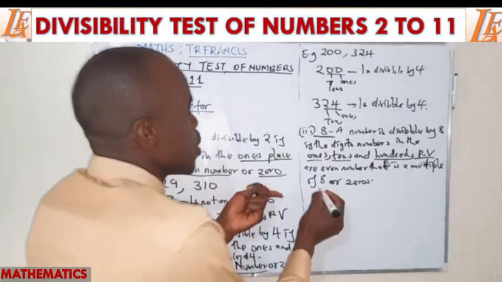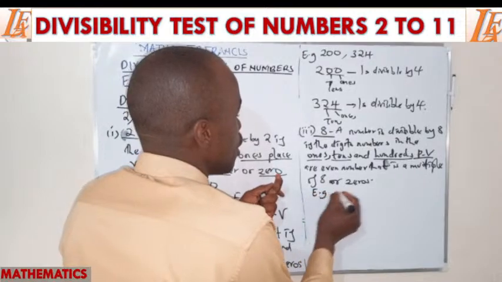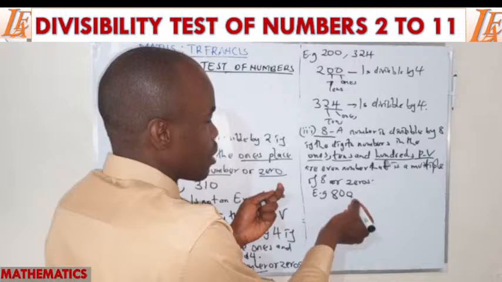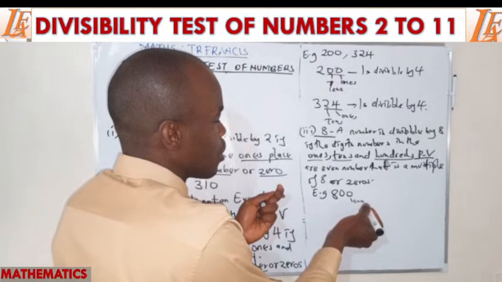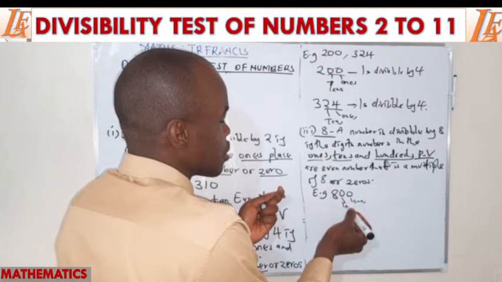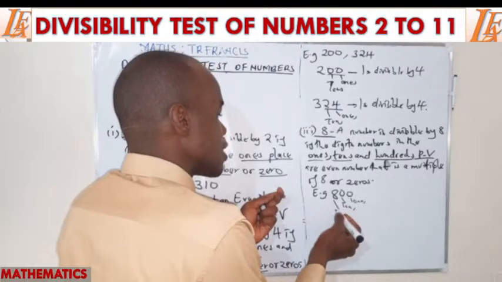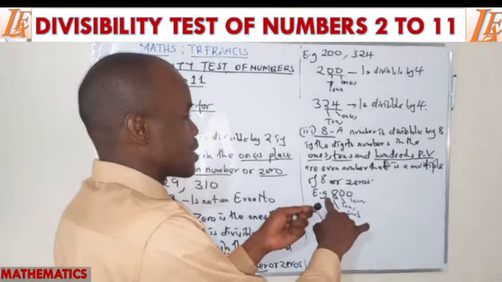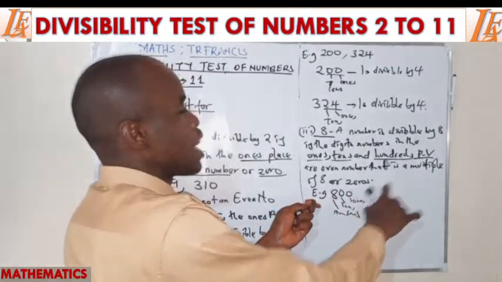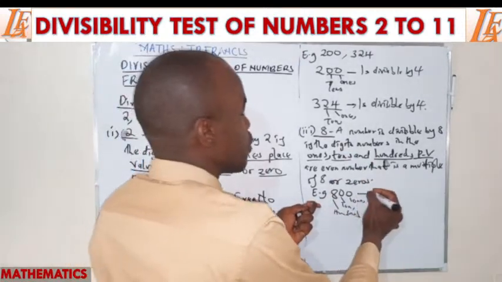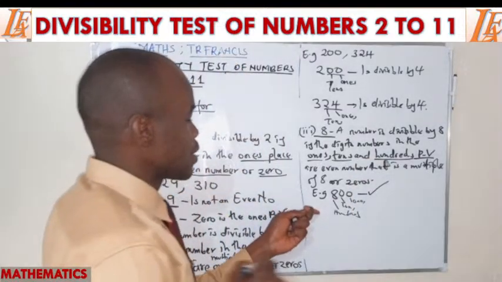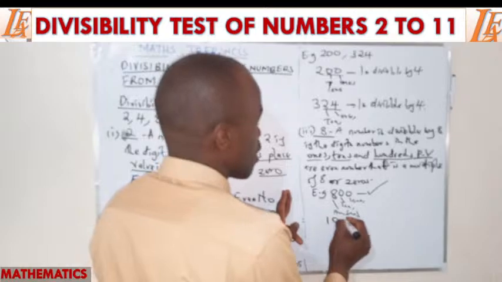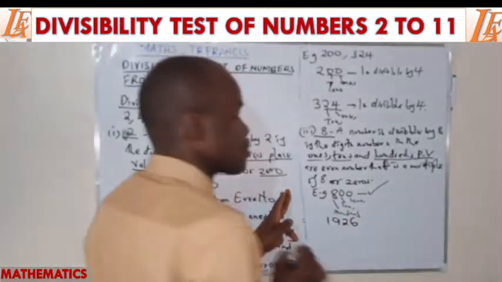For example, 800. If you look at this number, 0 is in the ones place value, 0 is in the tens place value, and 8 is in the hundreds place value. Therefore, 800 is an even number which is a multiple of 8. Therefore, it is divisible by 8. Then let us try 1926.